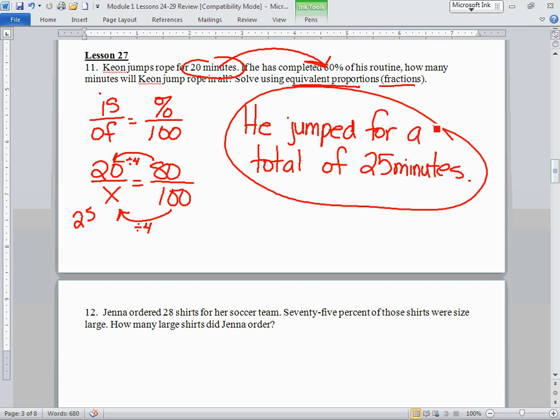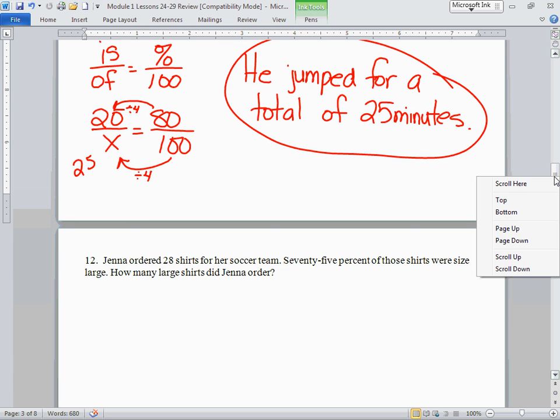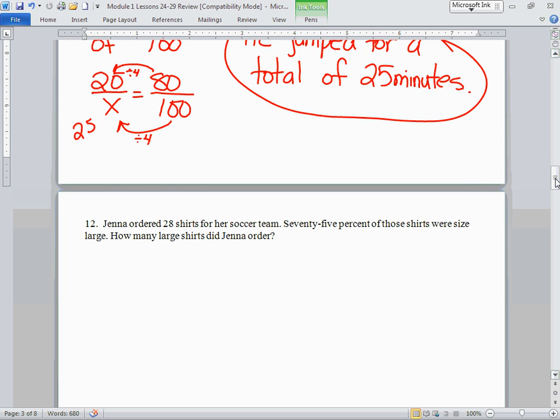And there's my beautiful answer in a full complete sentence with a capital and a period. Okay. Jenna ordered 28 shirts for her soccer team. 75% of those shirts were size large. How many shirts did Jenna order?